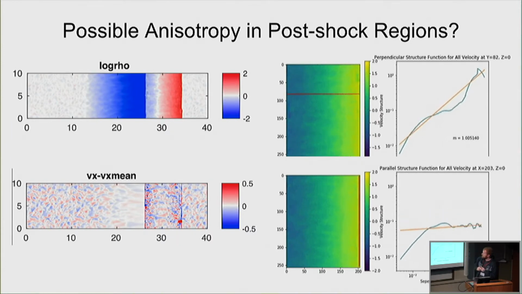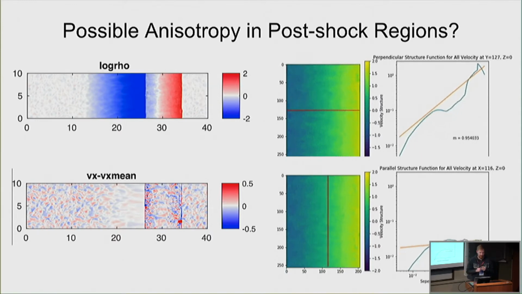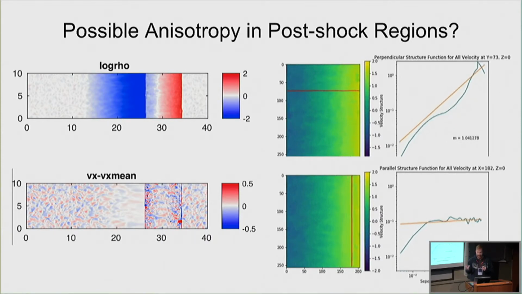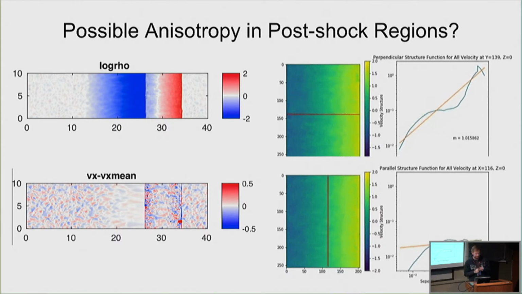But we get something very different in the parallel and perpendicular directions here, potentially indicating that turbulence develops in an anisotropic way behind shocks. So if stars are forming there, it may mean stars see anisotropic turbulence, which could have implications for how we drive turbulence in our simulations of star formation.